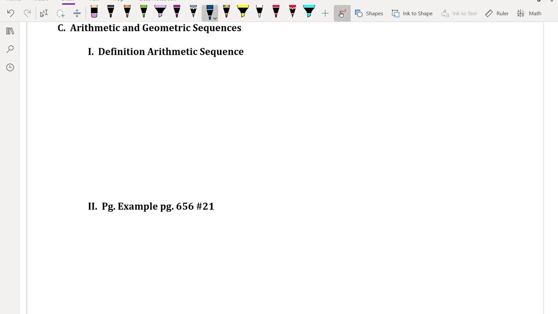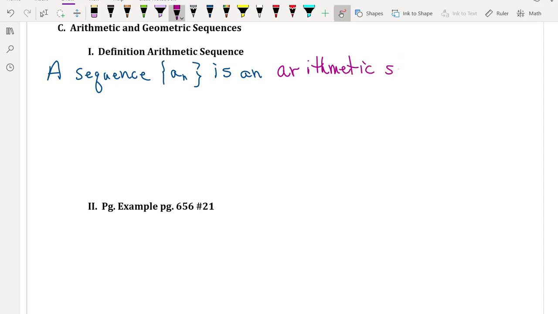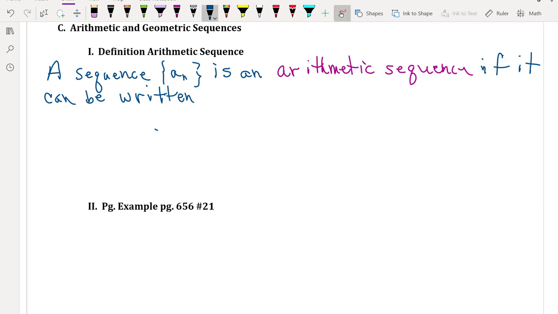So the first definition is for an arithmetic sequence. A sequence, and we're going to define it as A sub n, is an arithmetic sequence if it can be written in the form, so it's going to look like this.